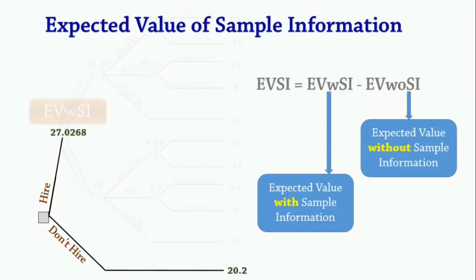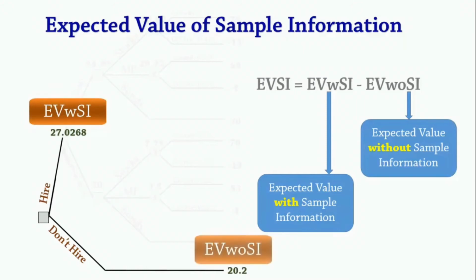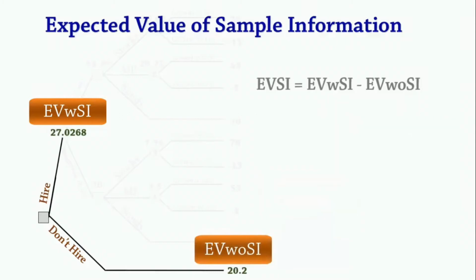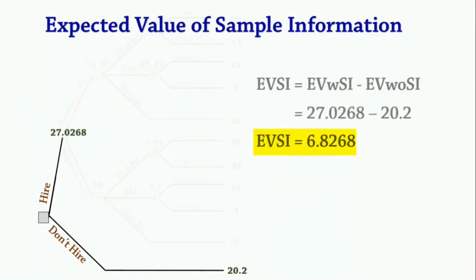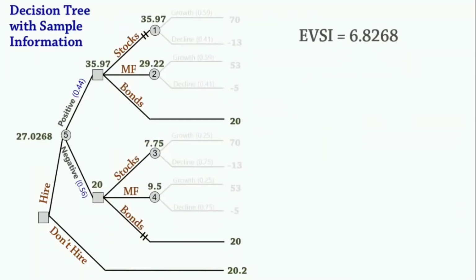In this case, EV with SI is 27.0268 and EV without SI is 20.2. Therefore, EVSI is the difference between the two values, which gives 6.8268. Now let's see how to use EVSI to determine the best decision strategy.